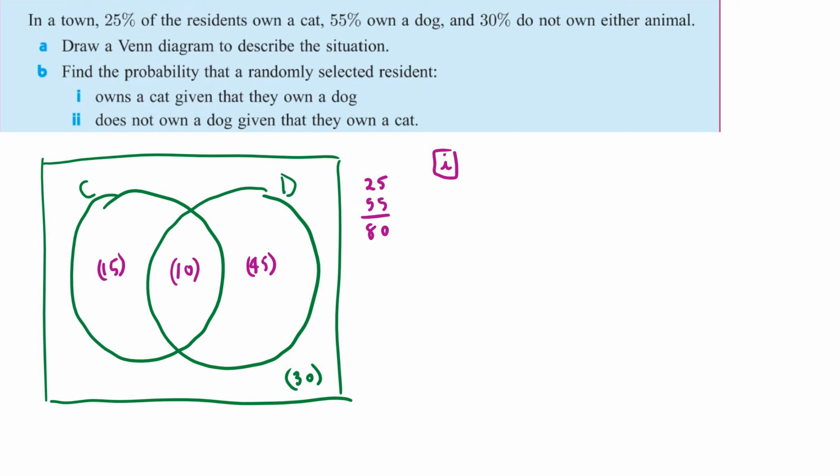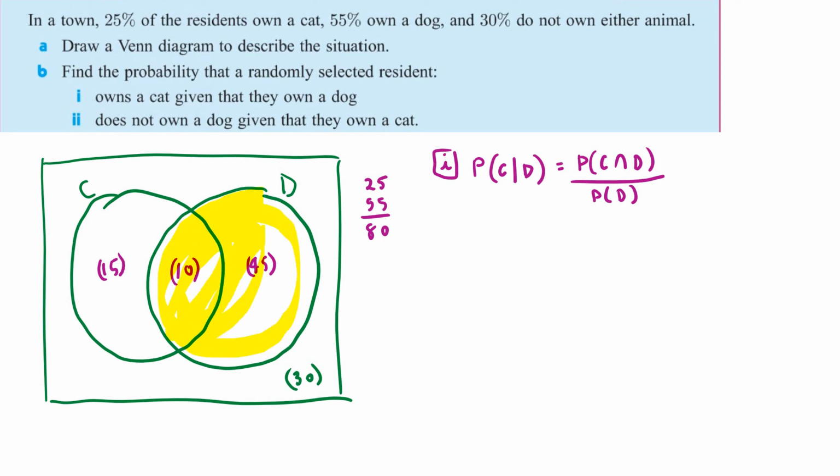What is the probability that a randomly selected resident owns a cat given that they own a dog? So this is a conditional probability because that word given is in there. So we translate it to cat given dog. That means we need the probability of a cat and a dog divided by our new universe, which is the probability of a dog. So we are now in our dog universe here, just this circle.